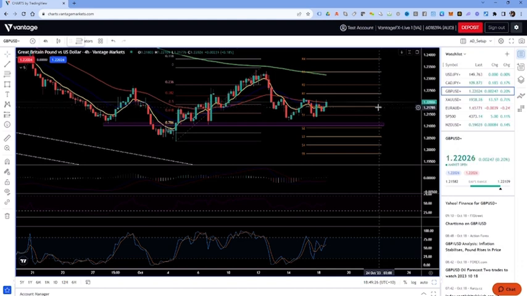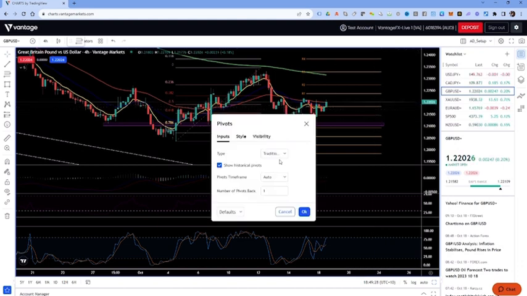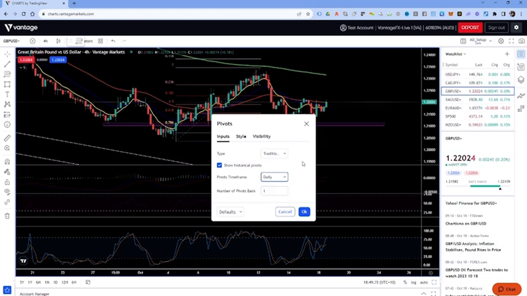The other thing I like to do is, let's double click this. I like to choose the daily as the time frame. Oh, let's change this to 2. That's better. So that's how I have my pivot points, and these now become support and resistance points.